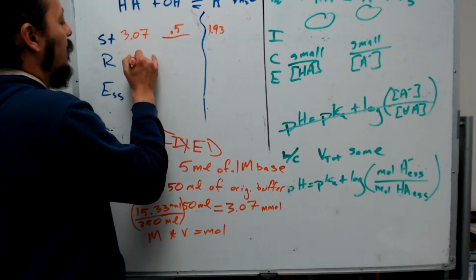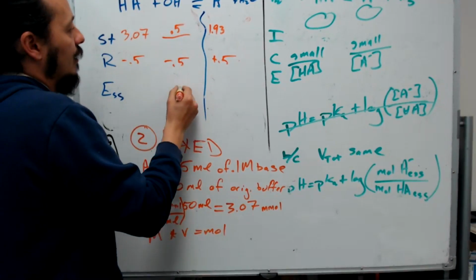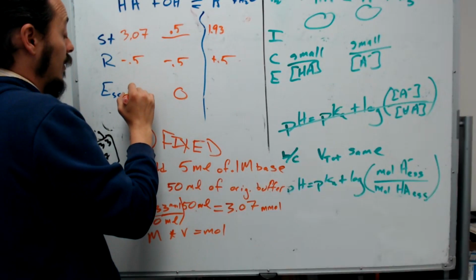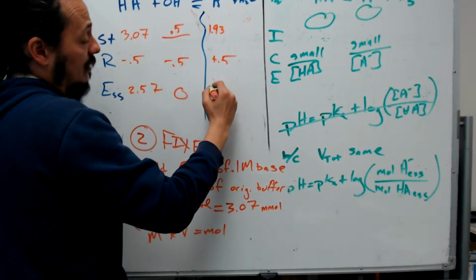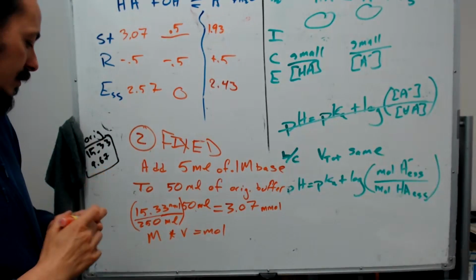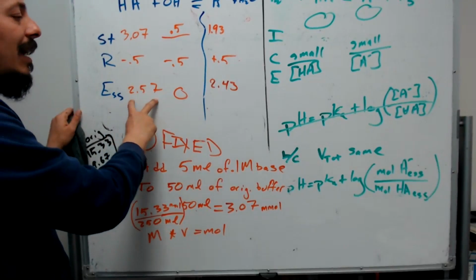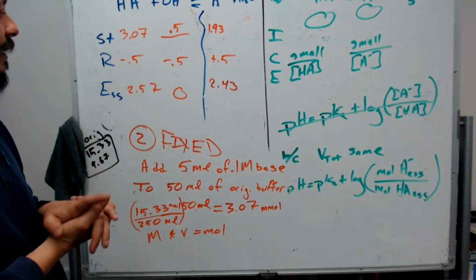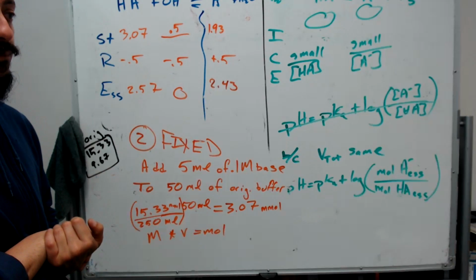We're going to have minus 0.5, minus 0.5, plus 0.5. This is 0. This is 2.57. This is 2.43. Still in the buffer region because you still have weak acid and conjugate base both present. You should find that your pH doesn't really change. Not much.